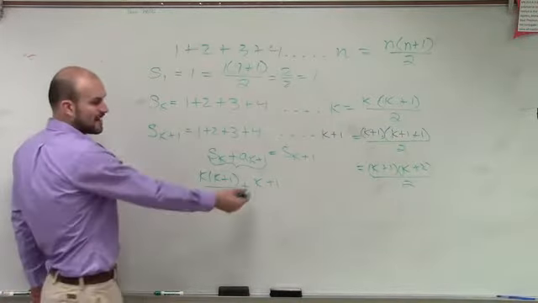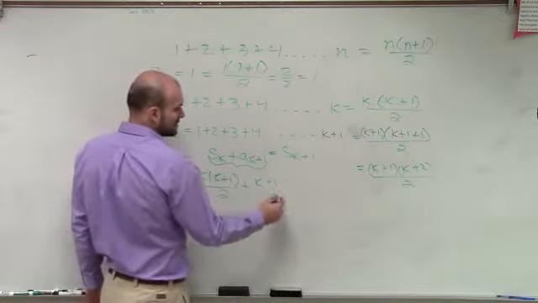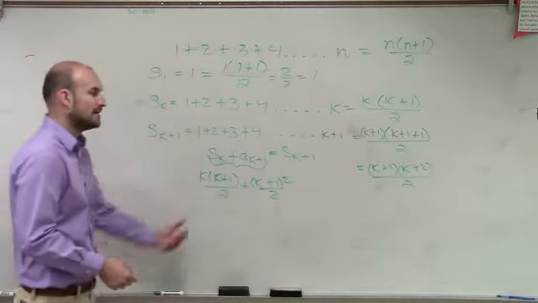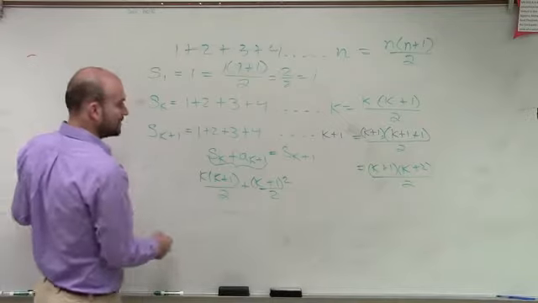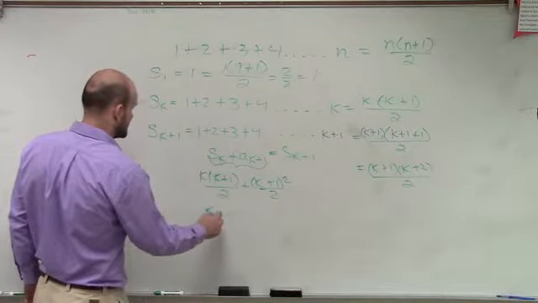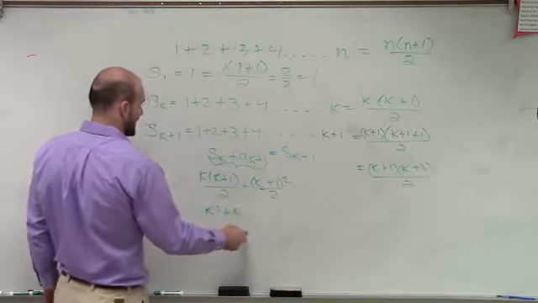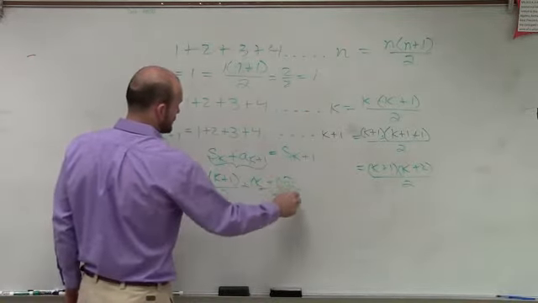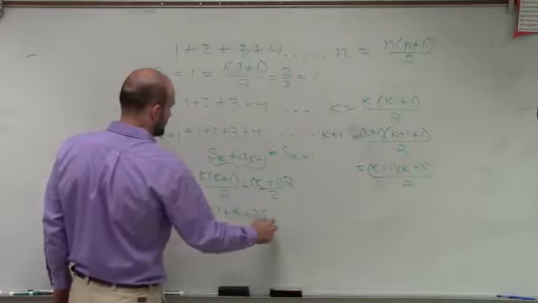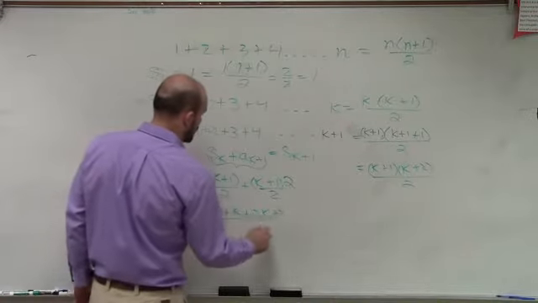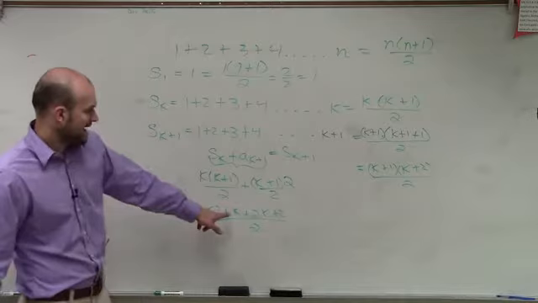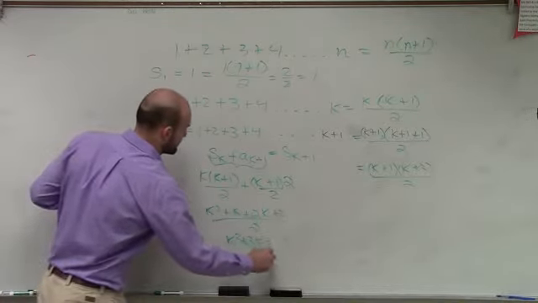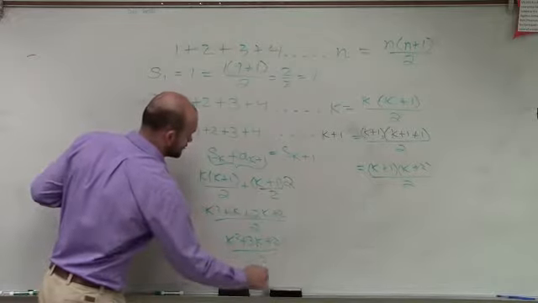So now, if we have our two fractions, we need to get them together. So I need to multiply by 2 over 2. So now we can get them to be together. We'll multiply this to give k squared plus k, plus 2k plus 2, all over 2. Here I can add this up into k squared plus 3k plus 2 over 2.